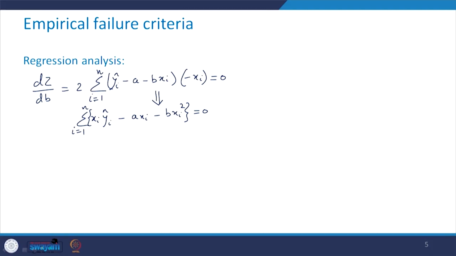Now the next step is you further simplify this expression. So I write it: summation i equal to 1 to n xi yi cap minus a summation i equal to 1 to n xi minus b summation i equal to 1 to n xi square, this is equal to 0.